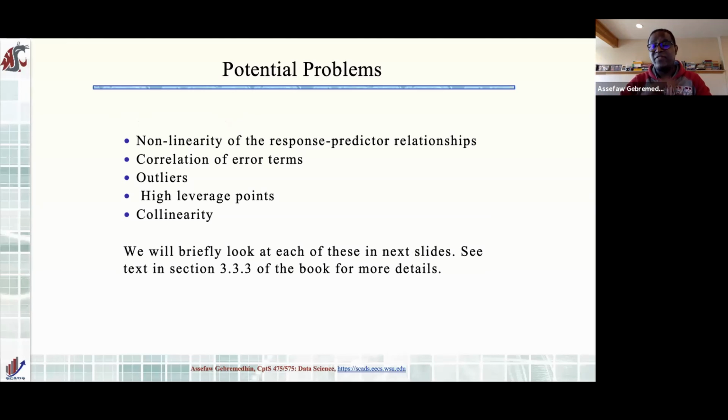Okay, as I told you, today will be to finish this discussion around linear regression.